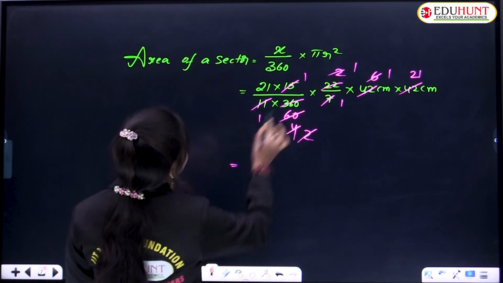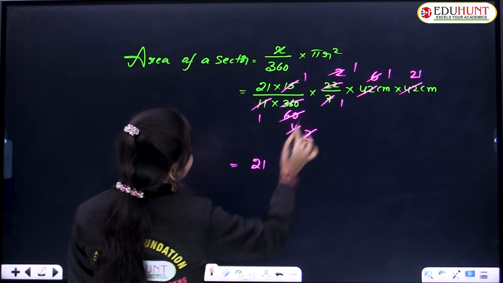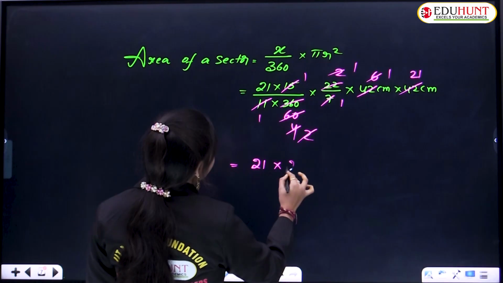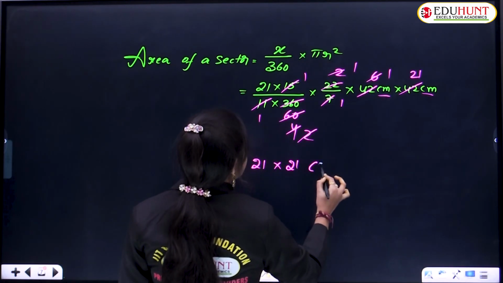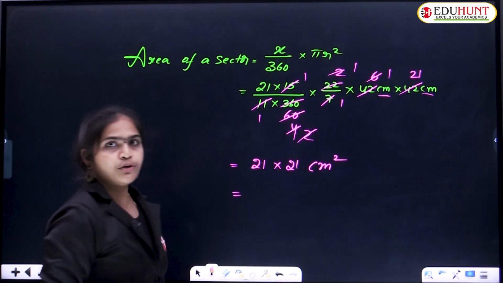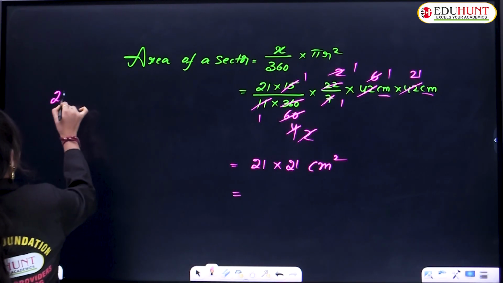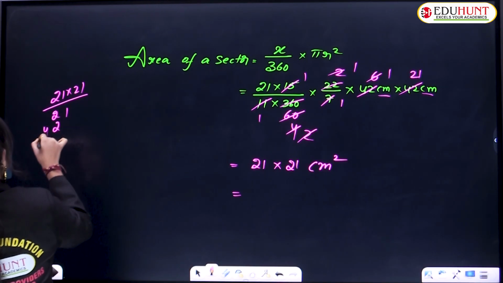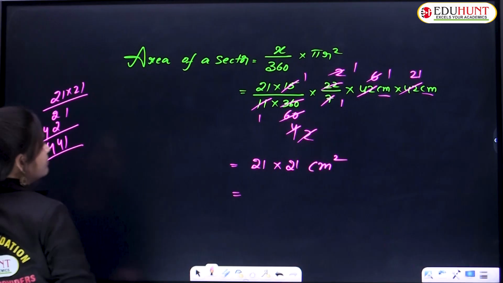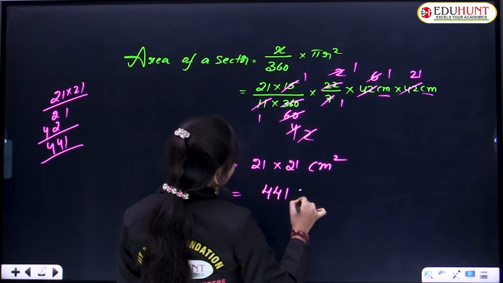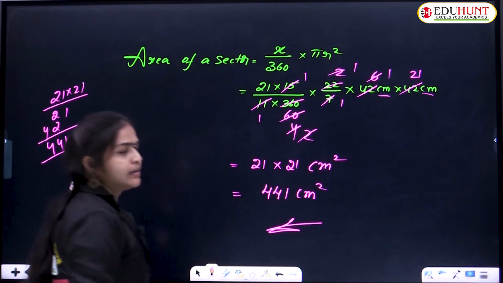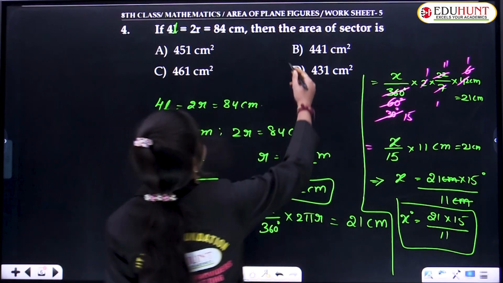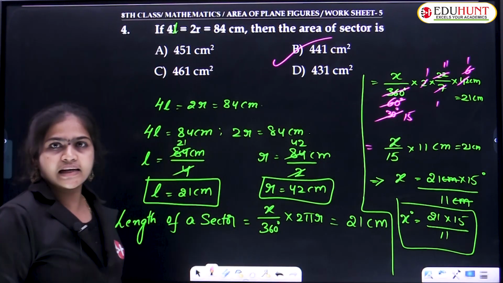Yes. And finally here the leftover 21 is there, and here no number, and here also 1, and finally here 21 centimeter into centimeter, that is centimeter square. 21 into 21, how much is it? 21 into 21, 441. 441 centimeter square. This is the area of a sector, 441 centimeter square. Option B. Clear? Yes.